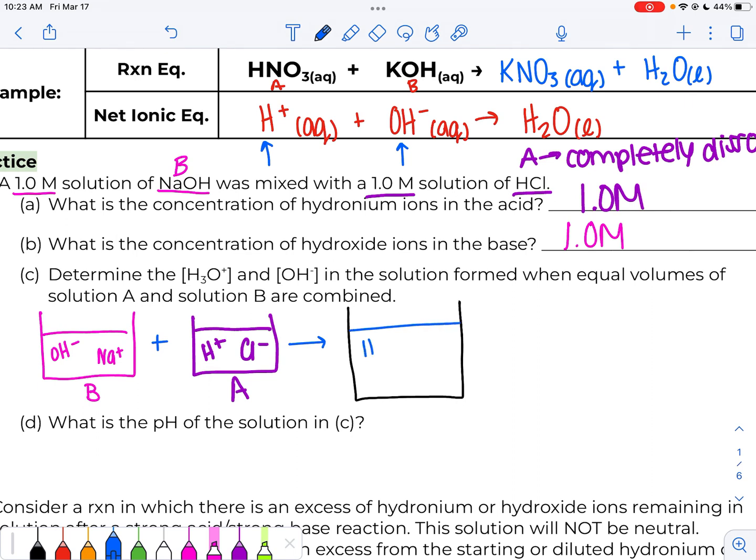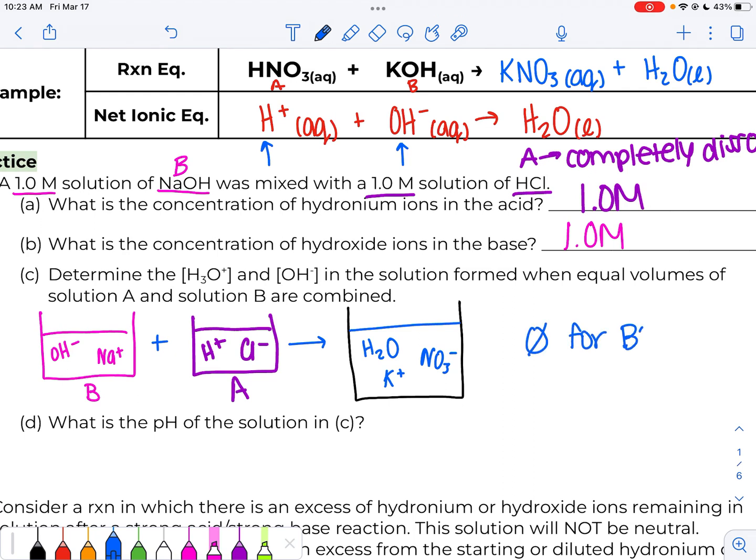So in our final solution, we'll have our water floating around, and then we'll have our spectator ions, but no more free hydroniums, no more free hydroxides, because this thing is completely neutral. So what's the concentration of these things when they've mixed? 0. There's nothing left.